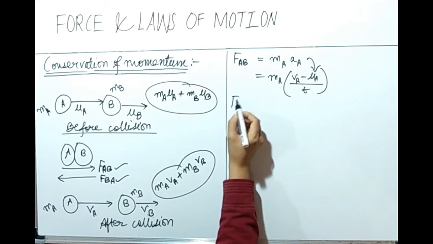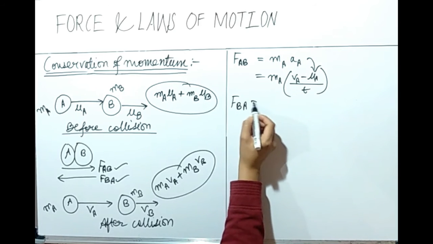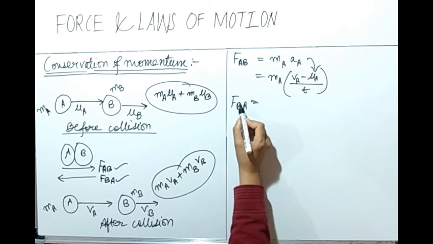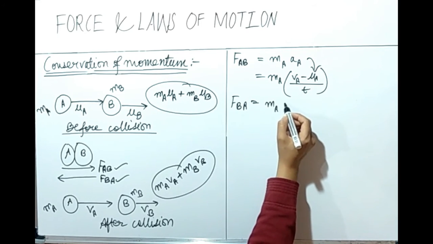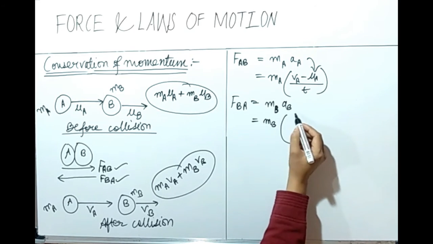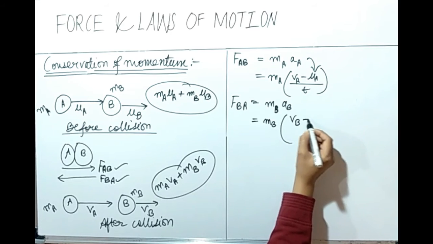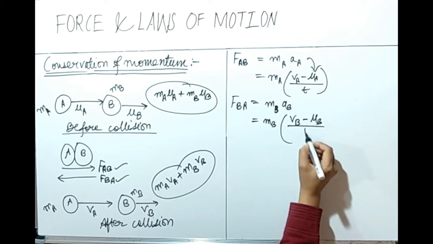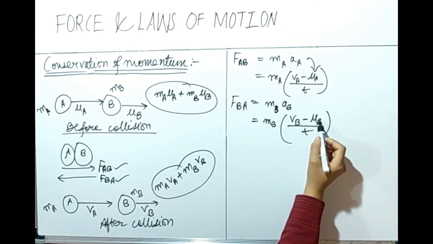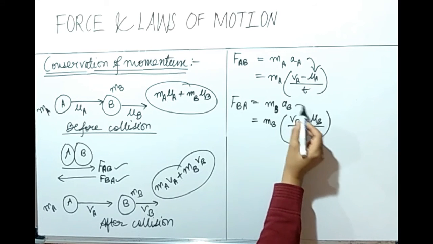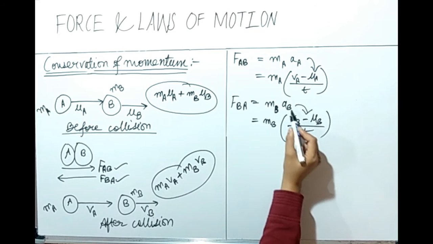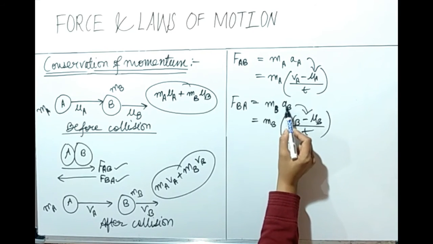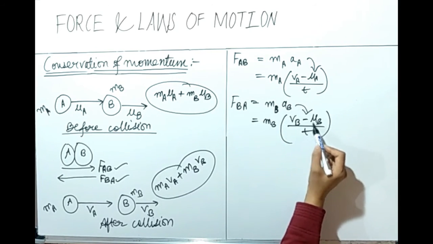Similarly, we can also write the expression for the force applied by ball B on ball A. Mass into acceleration, and acceleration can be written as change in velocities by time taken. This is the final velocity minus initial velocity upon time, that is our acceleration. Change in velocities upon time, or rate of change of velocity, is our acceleration. Substitute the value of a, that is acceleration, by this.